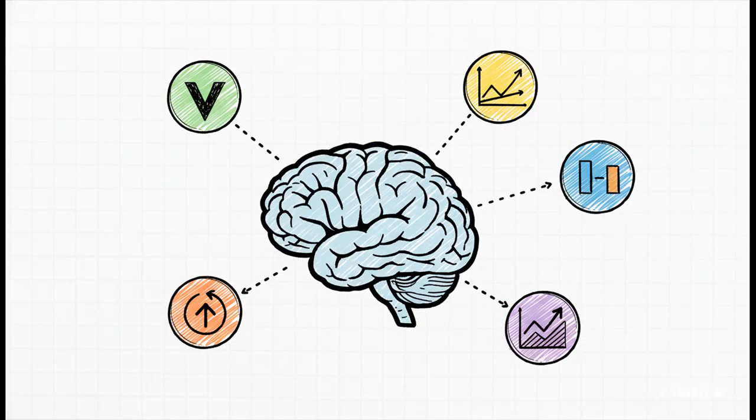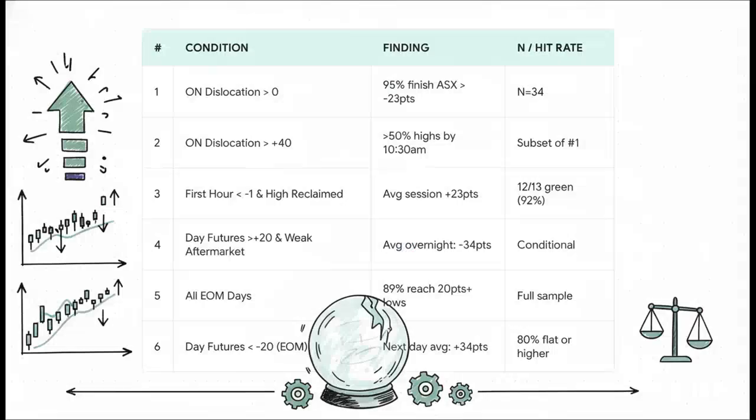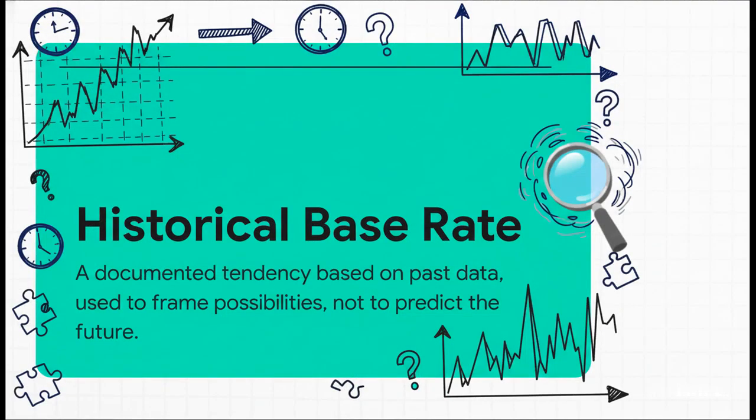Okay, let's put this all together. How do we frame all these historical patterns in a way that's useful? This table gives a great summary, but, and this is really important, these are not crystal balls. You have to think of it as a historical base rate. It's about framing what's possible, not predicting the future.